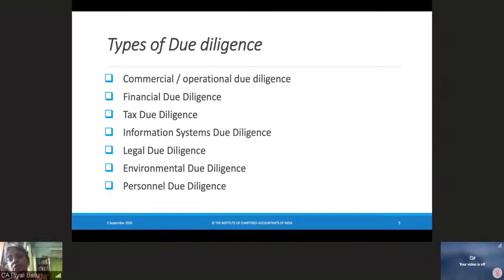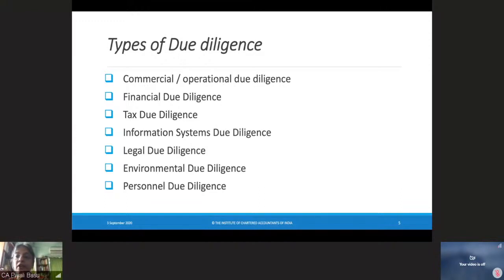So these licenses we have to keep in mind, and we need to see whether they are active. They are not expired. What happens when you come across a situation where it has expired? Immediately we have to see, if shop and establishment license is expired and they have not renewed it, how old it is, how much money it will take to renew that license.